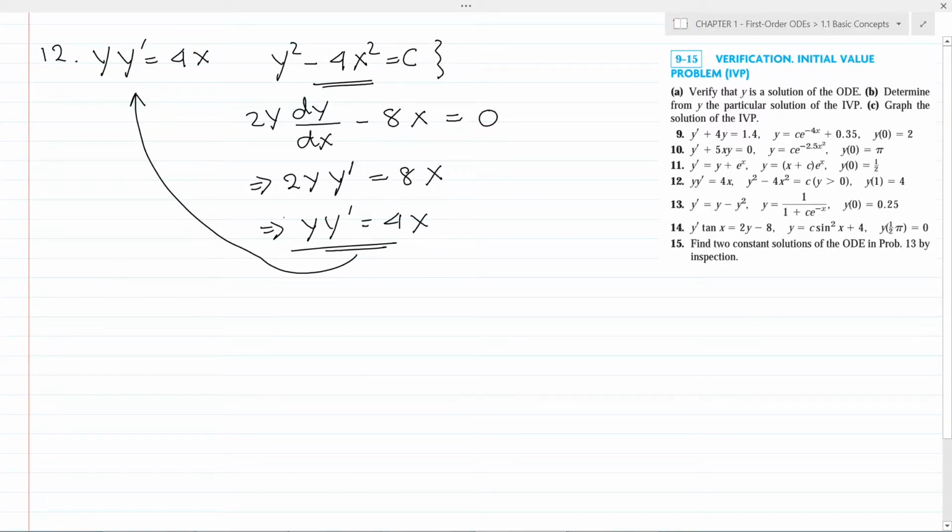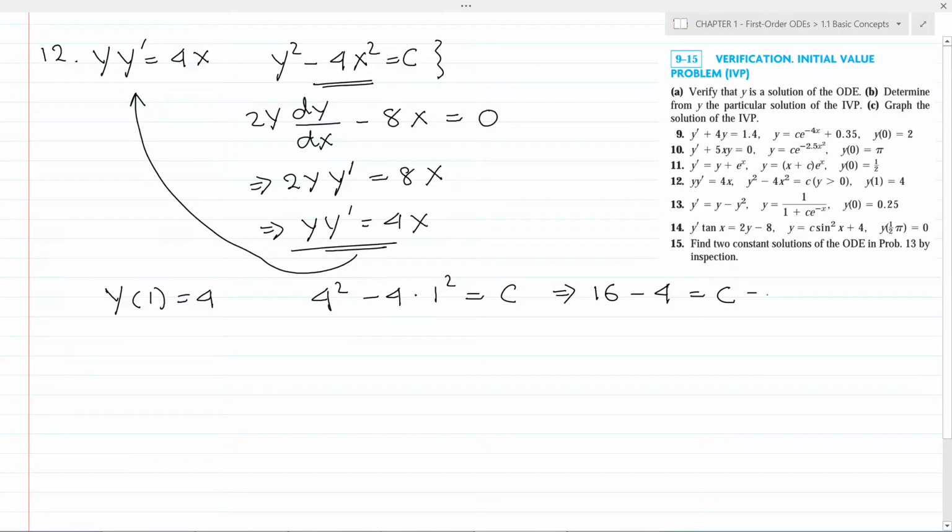Now we will put the initial value condition given into the general solution to get the value of c. We have been given y of 1 equal to 4. We will put x equal to 1 in the solution and y equal to 4 to get 4 square minus 4 multiplied by 1 square equal to c. 4 square is 16 and 4 multiplied by 1 square is 4. That means c equal to 12.